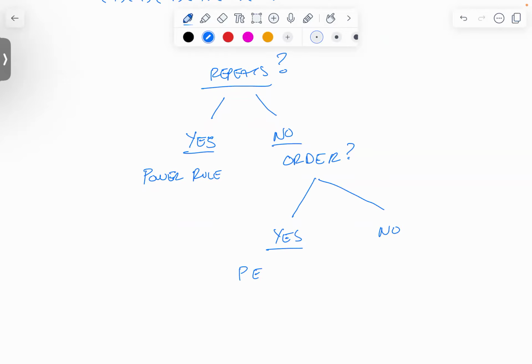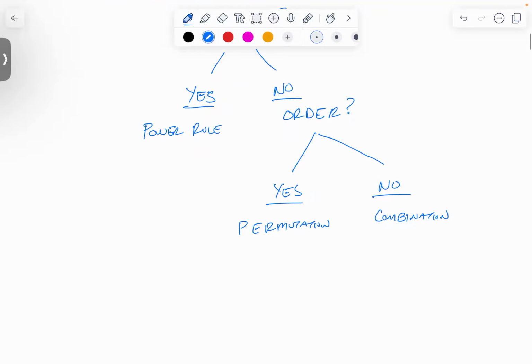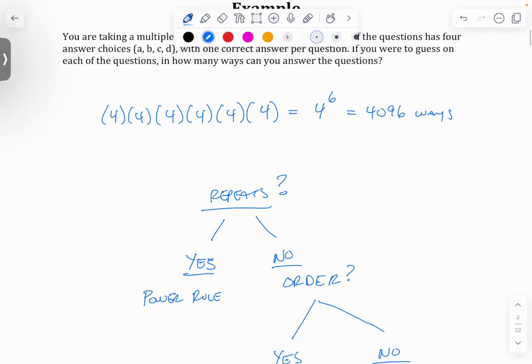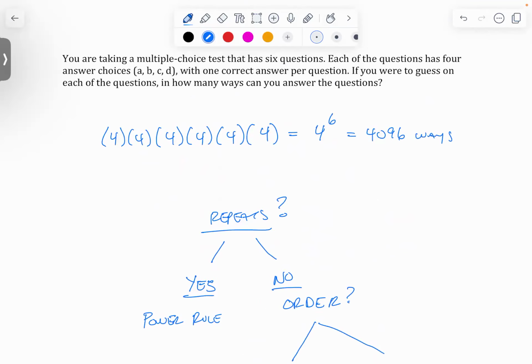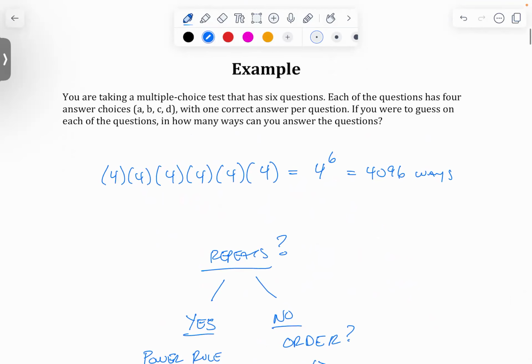If order is required, that's a permutation. If order doesn't matter, that's a combination. These are also referred to as nPr and nCr, which are basically the calculator commands. So for this first situation, notice what we had: multiple choice. Are repeats allowed? Yes, I can guess A and A and A and A on all 6 questions. That's why this question is a power rule example.